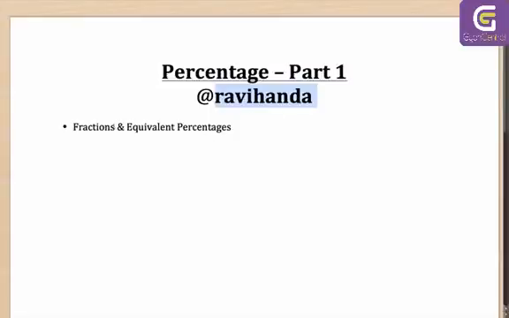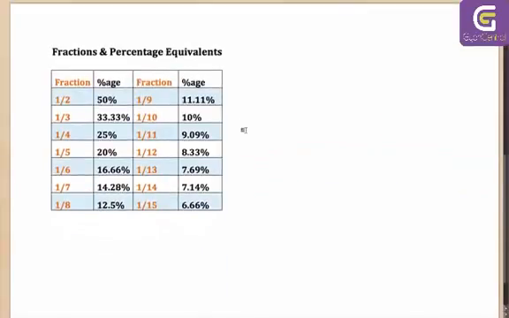In today's session, we are going to talk about fractions and their equivalent percentages. We are also going to see how they come in handy or how they are useful. Let's look at them. See, the fraction of half is actually equivalent to 50%, which I guess you might know. Very similarly, one third is actually 33.33%, one fourth is 25%, 1 by 5 is 20%.